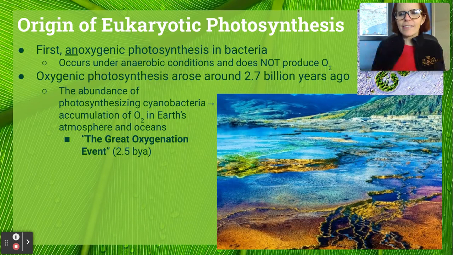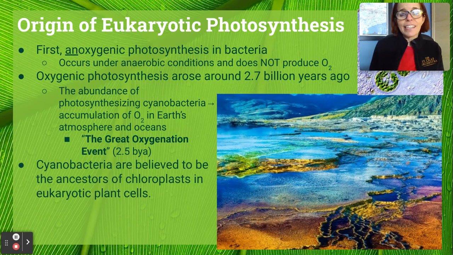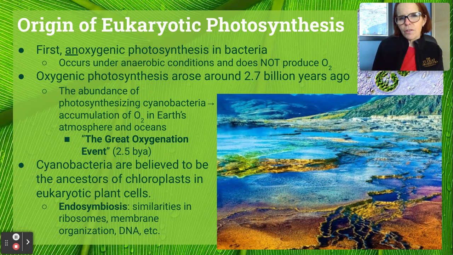So all this oxygen ended up killing lots and lots of the organisms. So you can read more about that. We don't need to know about that for this class. So cyanobacteria are believed to be the ancestors of chloroplasts. So those are the ones that were engulfed during endosymbiosis.